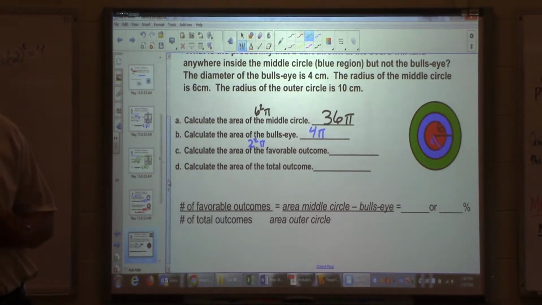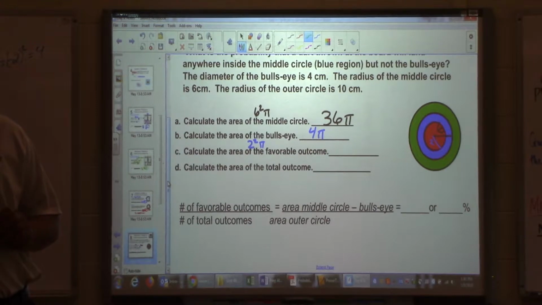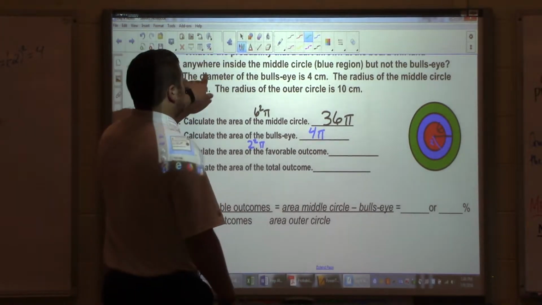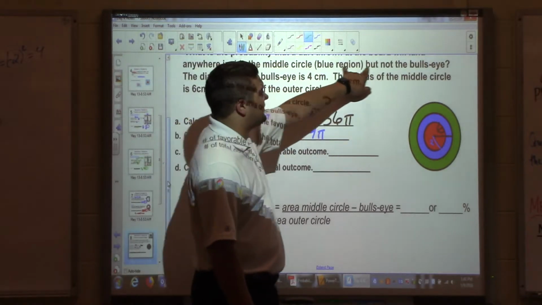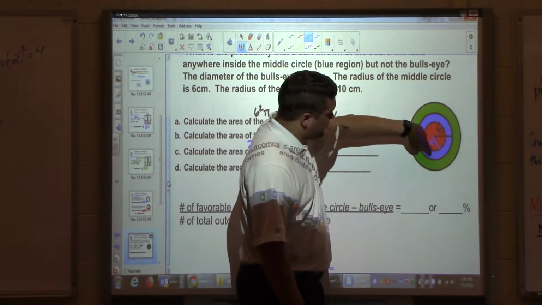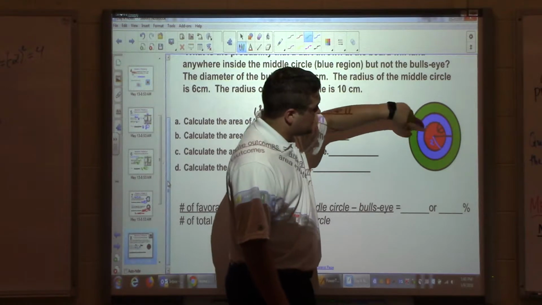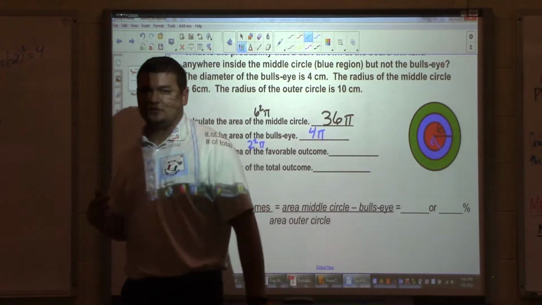The middle circle minus the bullseye. The middle circle minus the bullseye, right? We just want the blue part. We want it to land inside the middle circle, but not the bullseye. So I want just that blue part. So, how do I figure out how big that is?